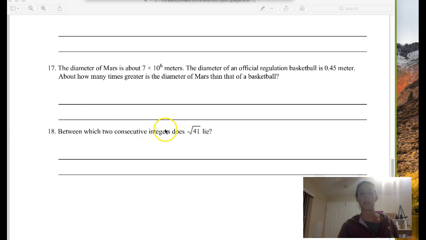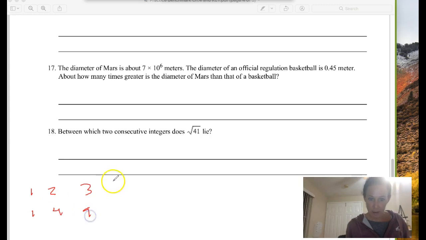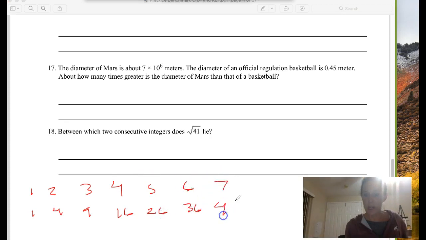Between which two consecutive integers does the square root of 41 lie? So if you know all your perfect squares, I need to know where that falls as far as my perfect squares go. 1 squared is 1, 2 squared is 4, 3 squared is 9, 4 squared is 16, 5 squared is 25. 6 squared is 36. 7 squared is 49. I'm going to stop because I know 41 is between 36 and 49. It's right here. It's 41.